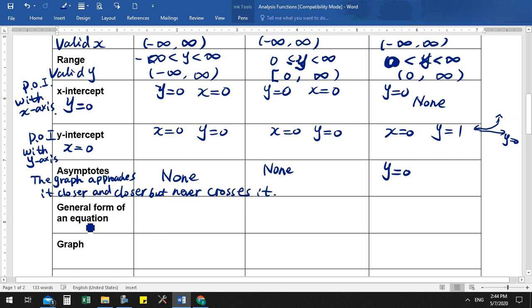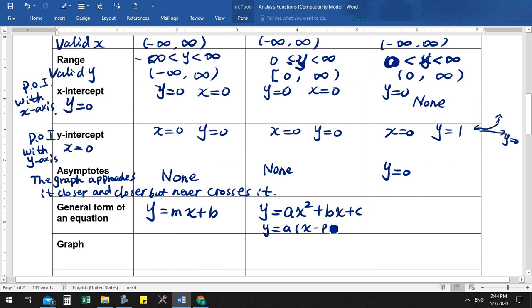And the general form for the linear equation is slope y-intercept form. For the quadratic equation, we could write it in standard form or vertex form.